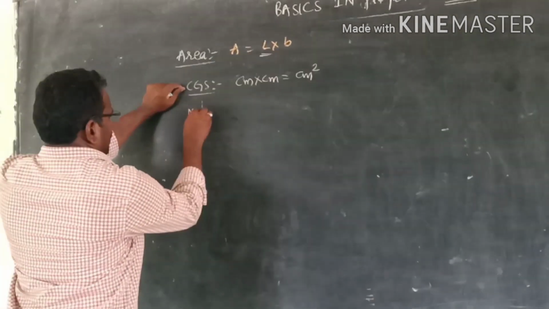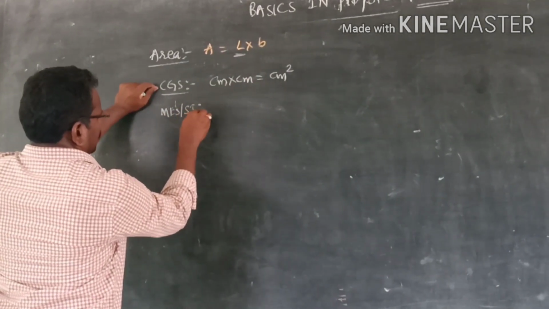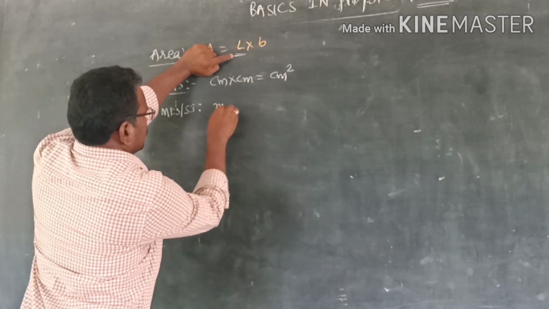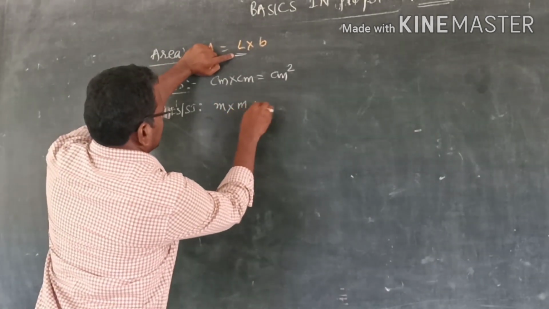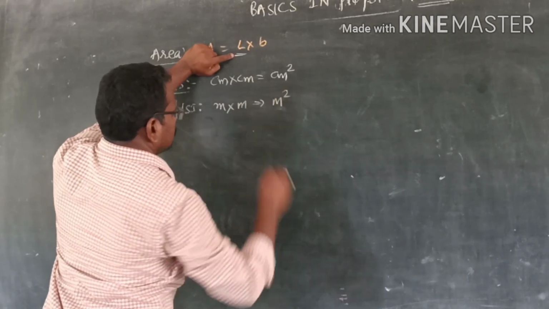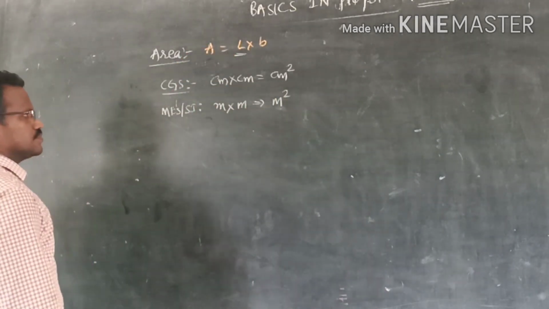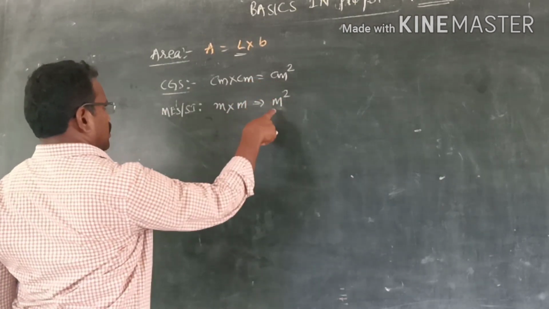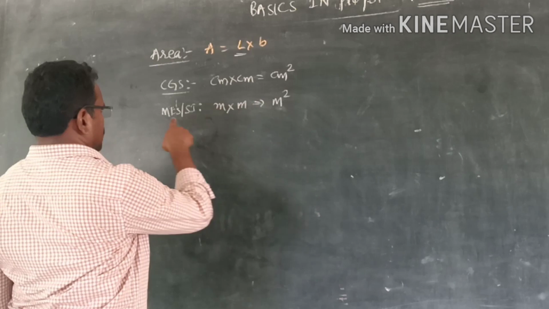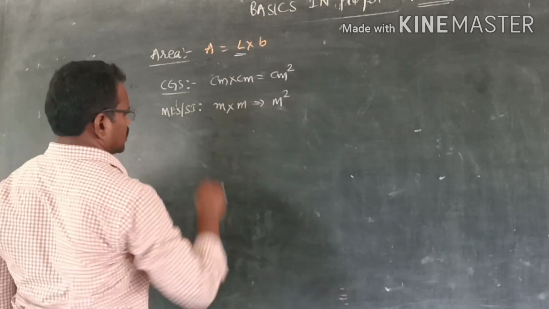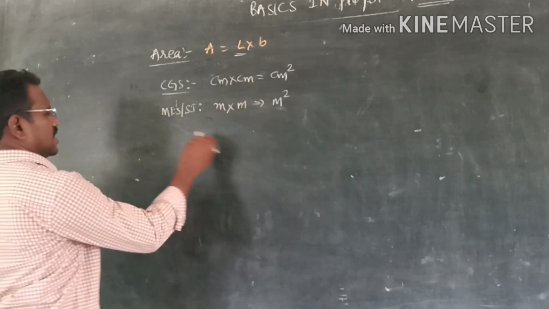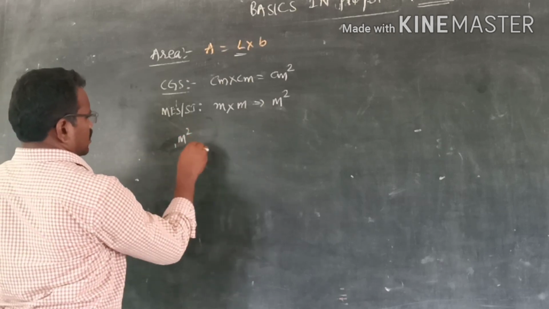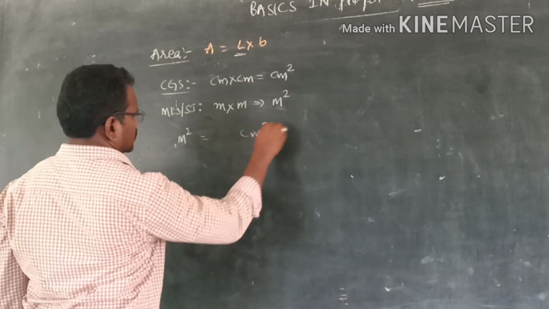Now the MKS or SI unit we use to write. The MKS or SI unit of length is meter, as well as breadth is also meter. This becomes meter square. The CGS unit of area is centimeter square, and the MKS or SI unit is meter square. Now what is the relation between this meter square and centimeter square?